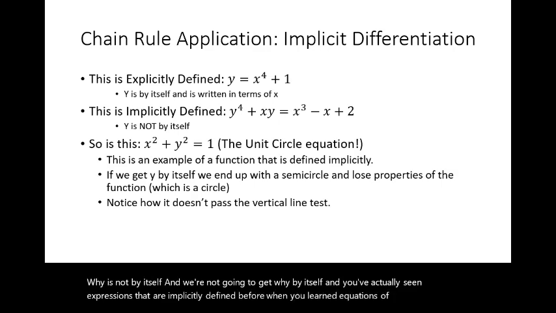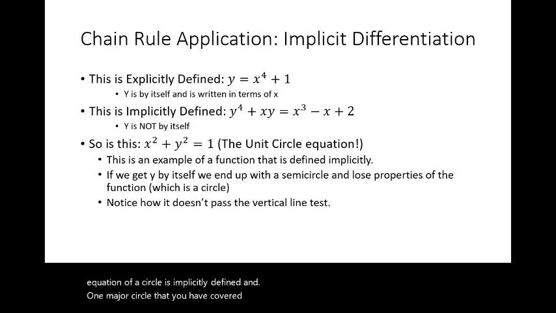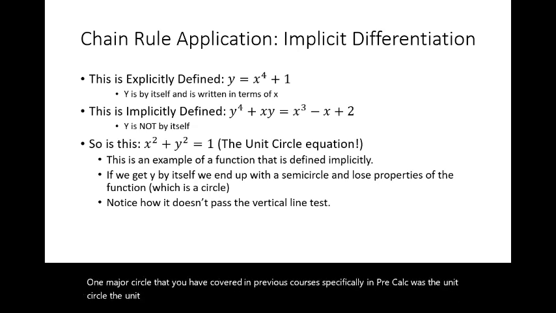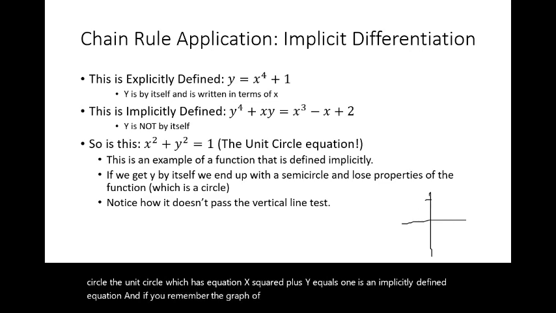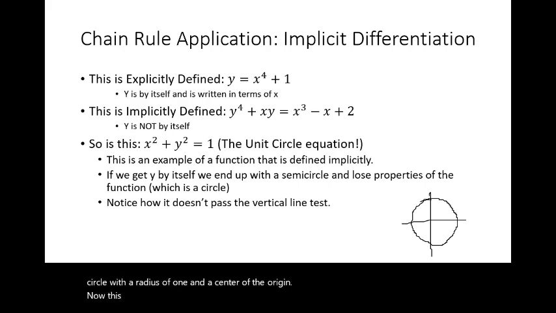The equation of a circle is implicitly defined. And one major circle that you have covered in previous courses, specifically in pre-calc, was the unit circle. The unit circle, which has equation x squared plus y squared equals 1, is an implicitly defined equation. And if you remember the graph of the unit circle, it looks something like this. It's a circle with a radius of 1 and a center at the origin.